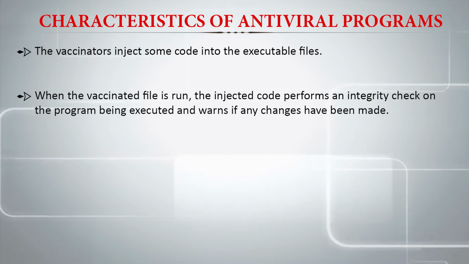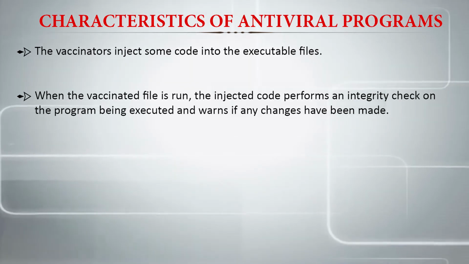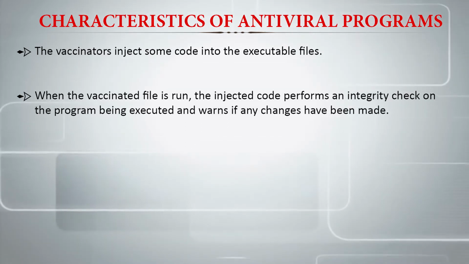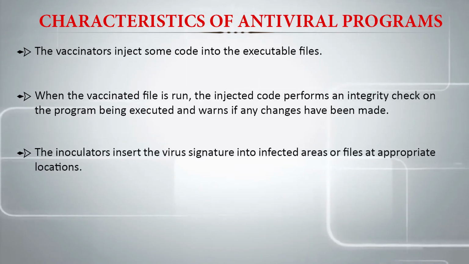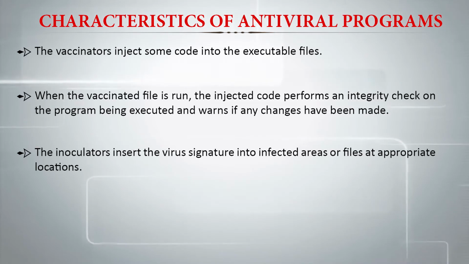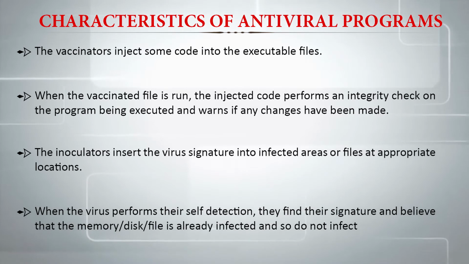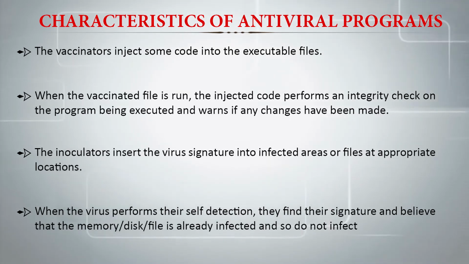When the vaccinated file is run, the injected code performs an integrity check on the program being executed, and if any changes have been made, the inoculators insert the virus's signature into infected areas or files at appropriate locations. When the virus performs its self-detection, it finds its signature and believes that the memory, disk or file is already infected, and then it doesn't proceed further.